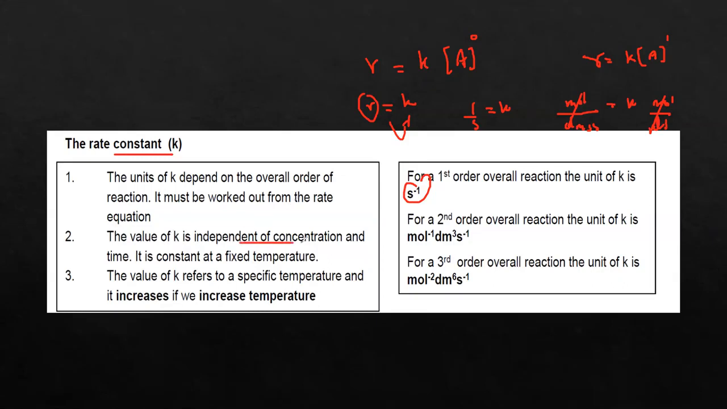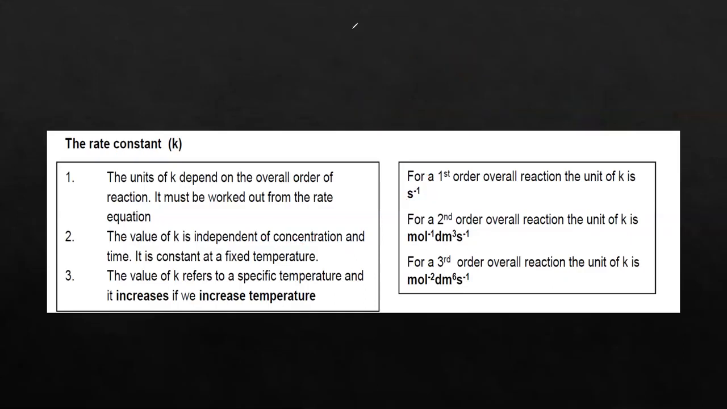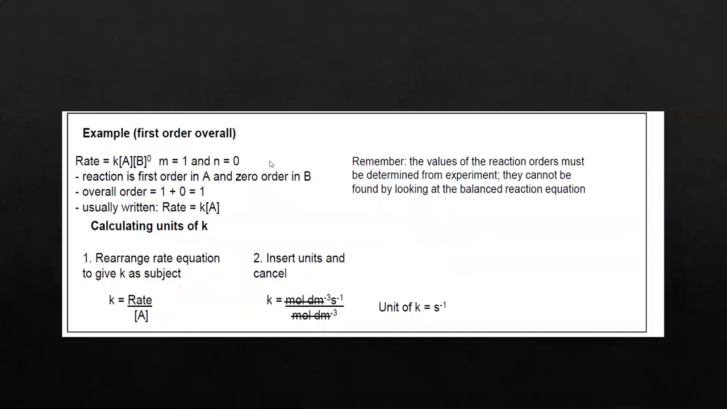The value of K is independent of concentration. If we change the concentration, K will not change. It is constant at a fixed temperature. The value of K increases with temperature, because a faster rate means a higher value of K. This is just an example I already discussed with you.